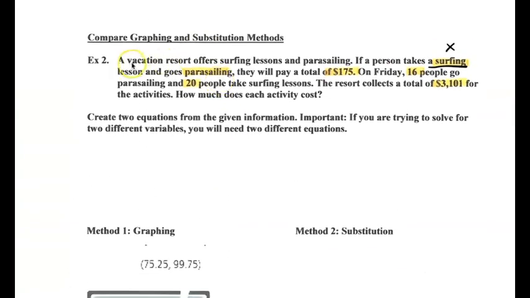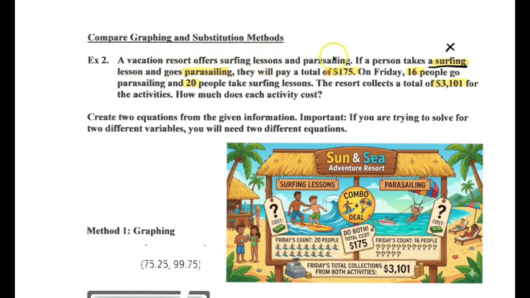So in this problem, a vacation resort offers surfing lessons and parasailing. If a person takes a surfing lesson and goes parasailing, they will pay a total of $175. On Friday, 16 people go parasailing and 20 people will take surfing lessons. The resort collects a total of $3,101 for the activities. How much does each activity cost?